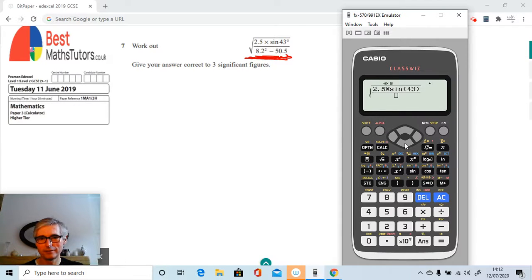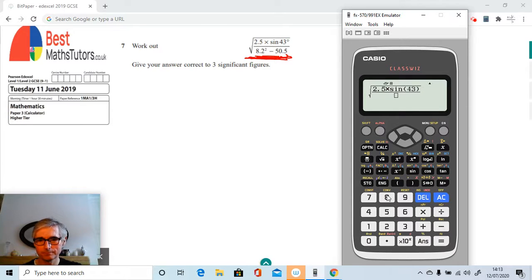And then if we press this button, so these are our navigation buttons. These allow us to jump around on the screen. So what we need to be is in the bottom part of the fraction, so the denominator of the fraction. So if we go there, we press the bottom of the navigation buttons. So now we can type in the 8.2 squared minus 50.5.